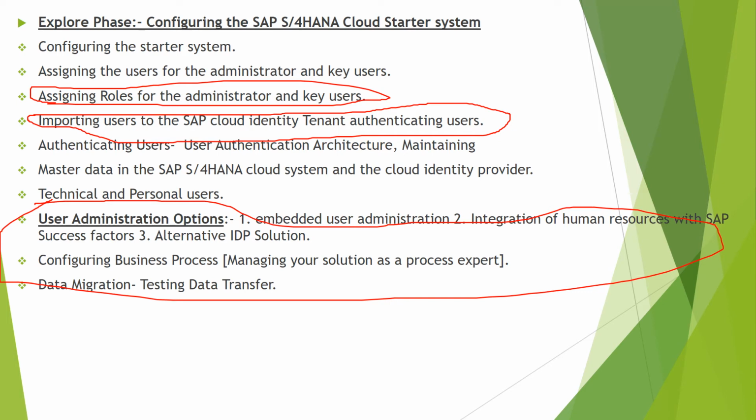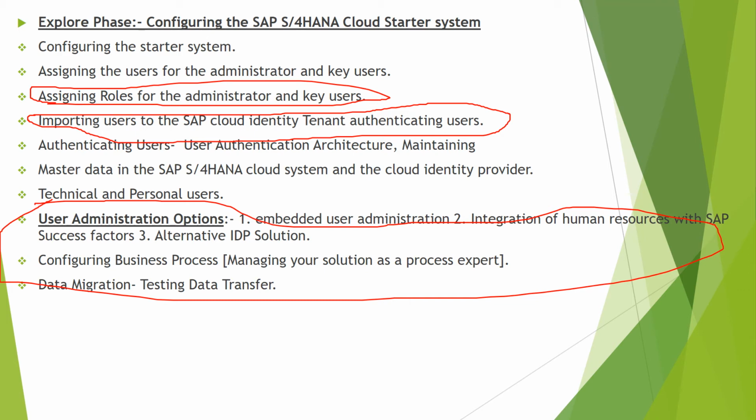Then you will only have to assign the relevant business roles to these users in SAP S/4HANA, right? In this scenario, authentication takes place in SAP SuccessFactors. And the third option will be the alternative IDP solutions, right? Alternatively, you can integrate SAP S/4HANA with any third-party IDP solutions. This option is designed for customers who already use other user administration solutions.